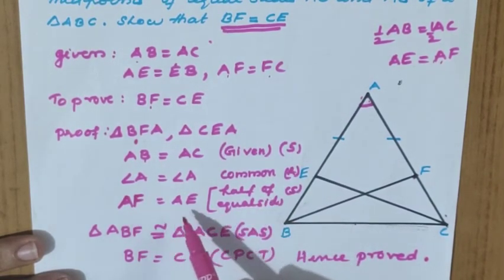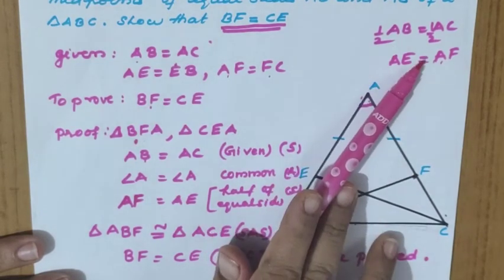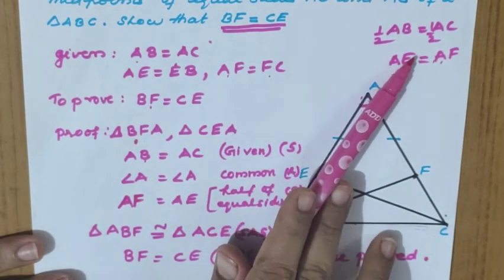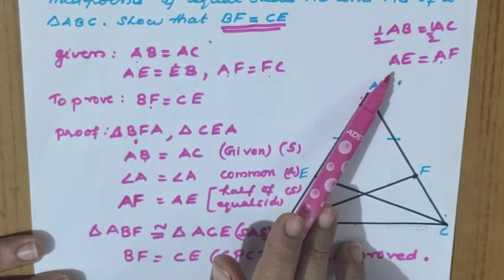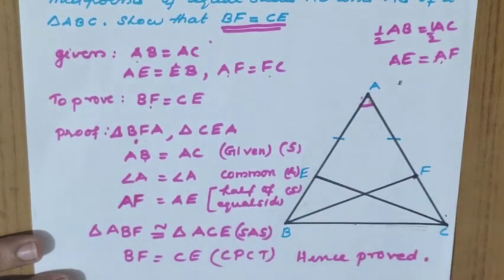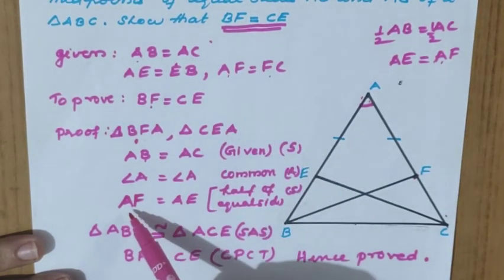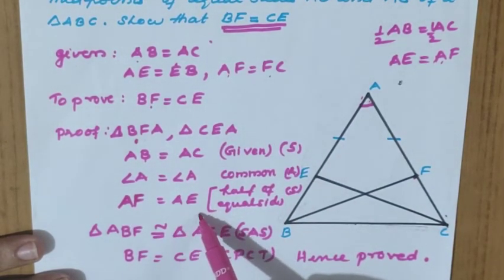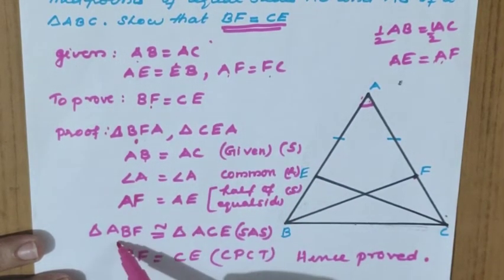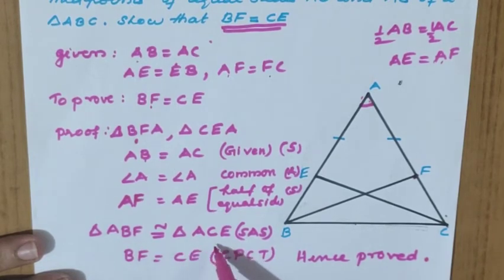So how did we get AF equal to AE? Because AB and AC are equal. So half of AB equal to half of AC. That means AE equal to AF. But we have written triangle BFA first. So we have to write AF equal to AE, half of equals. So triangle ABF congruent to triangle ACE, the criteria is SAS. From this what can we write? BF equal to CE, CPCT, hence proved.